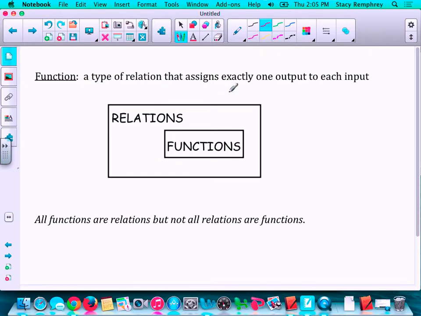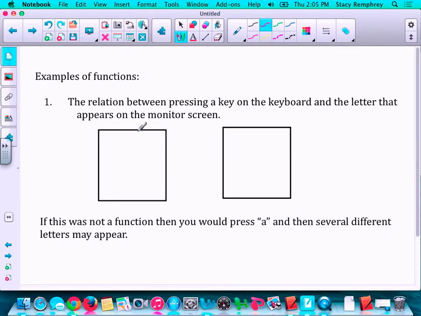A function is a type of relation that assigns exactly one output to each input, and I'm going to show you what that means. So again, this is my visual for you. Here's the world of relations. Functions is a little world inside of it. There's lots of relations, but only some of them are functions.